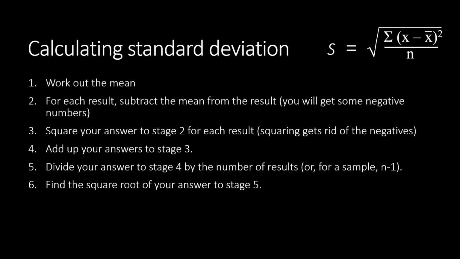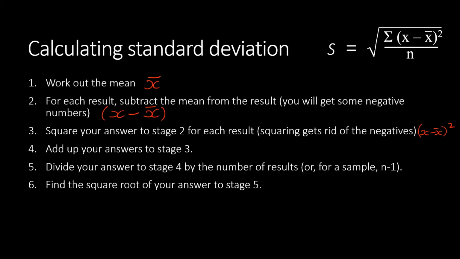If you want to do it step by step, you first of all work out the mean. When you've worked out the mean, you've got x bar from that formula. Then you subtract the mean from each result, and that gives you x minus x bar. Now some of those results will be negative, because in some cases the mean will be bigger than the result you've got. Then you square that answer, so that gives you x minus x bar squared. And that will get rid of the negatives, because a negative times a negative is a positive.